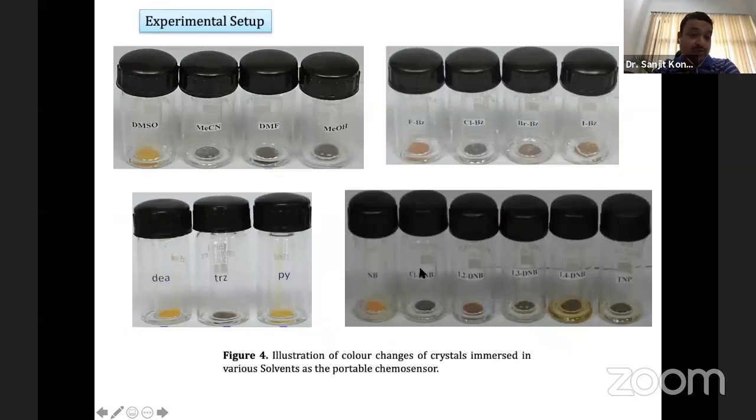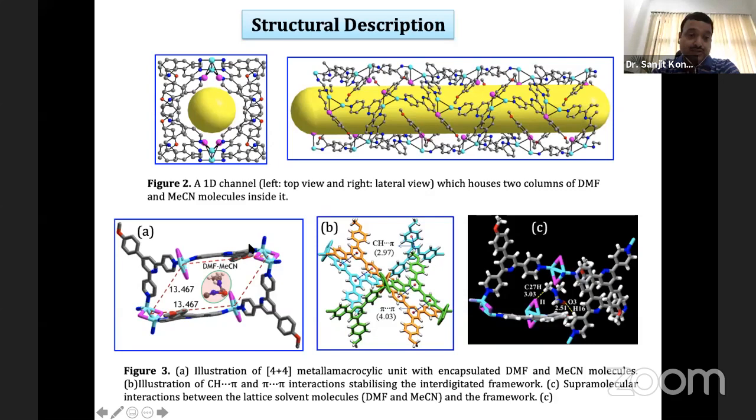Perfectly fine. So when we made the molecule, it originally had DMF and acetonitrile, but when we left the molecule outside for half an hour or 1 hour, we can see the bright yellow color of the molecule changed to bright green. But still it remains a single crystal.